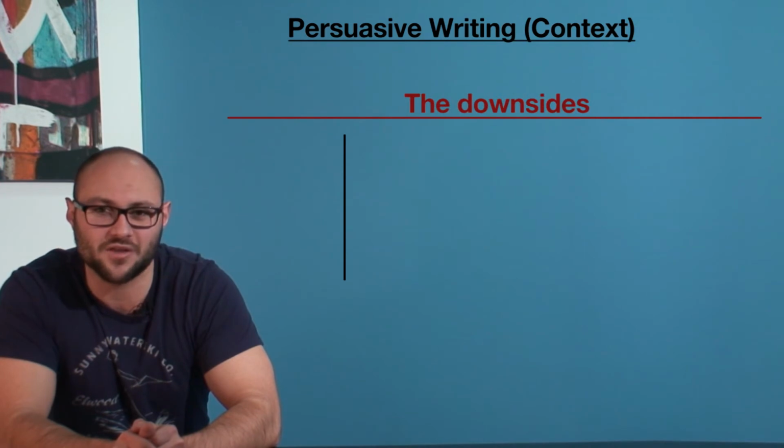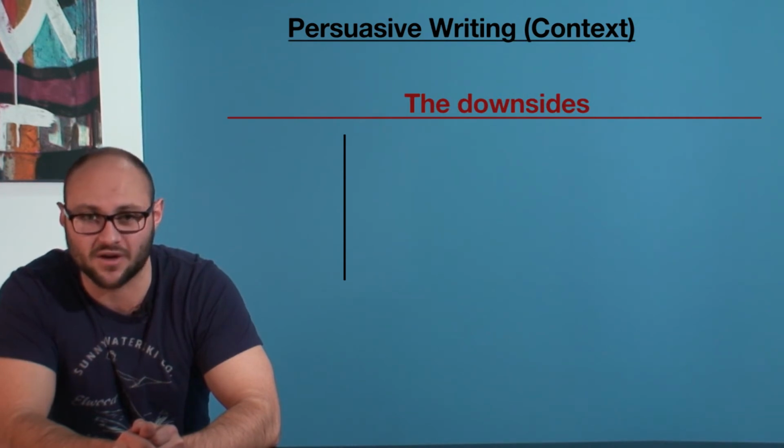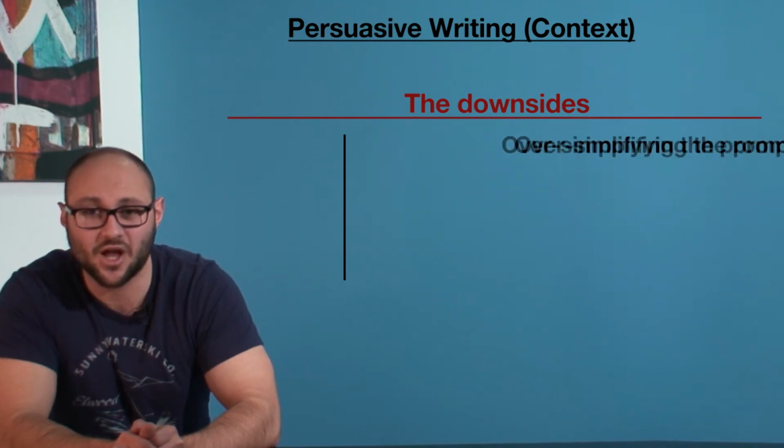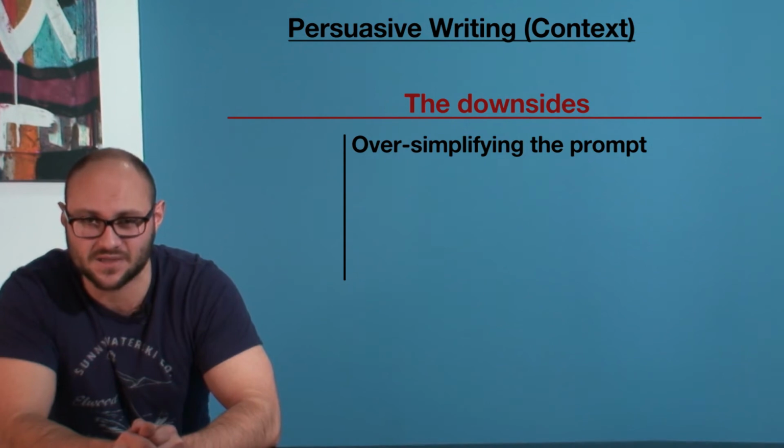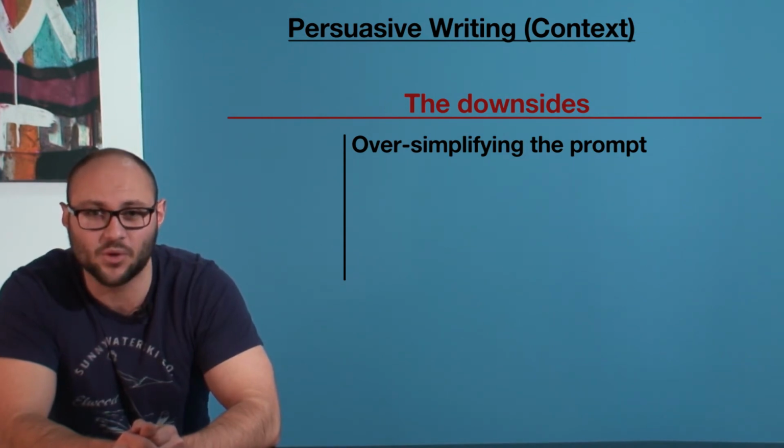It is important to note that, like all forms of writing for context, persuasive writing does have a couple of drawbacks as well. Oversimplifying the prompt. Sometimes in the rush to persuade the assessor of something, it can be easy to neglect the complexity of the prompt. It's important that you demonstrate your knowledge of what is being asked rather than simply your ability to choose an argument and stick to it doggedly.